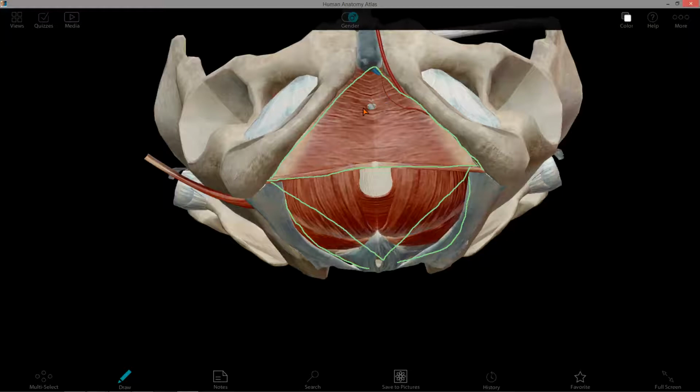So the triangle that is anterior, seen here, is the urogenital triangle, whereas the triangle that's posterior is the anal triangle. The anal triangle is open, so to speak, inferiorly to the skin, whereas the urogenital triangle is closed inferiorly by the perineal membrane, which I will show you right now and show you what I mean by that.